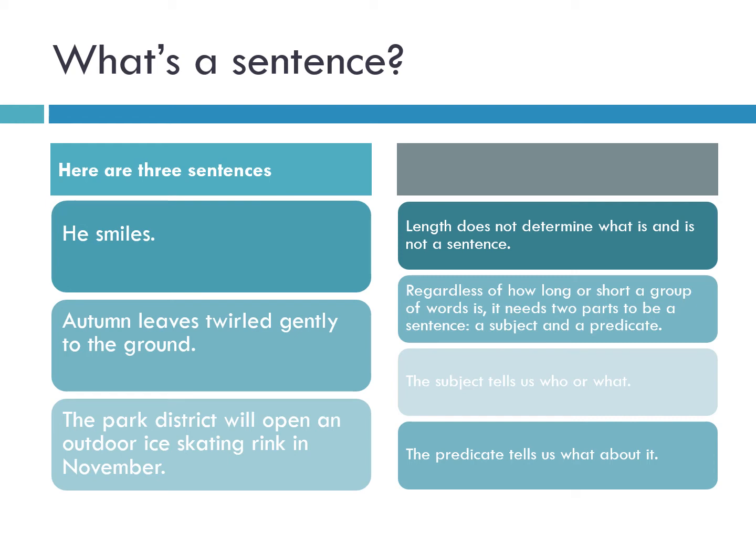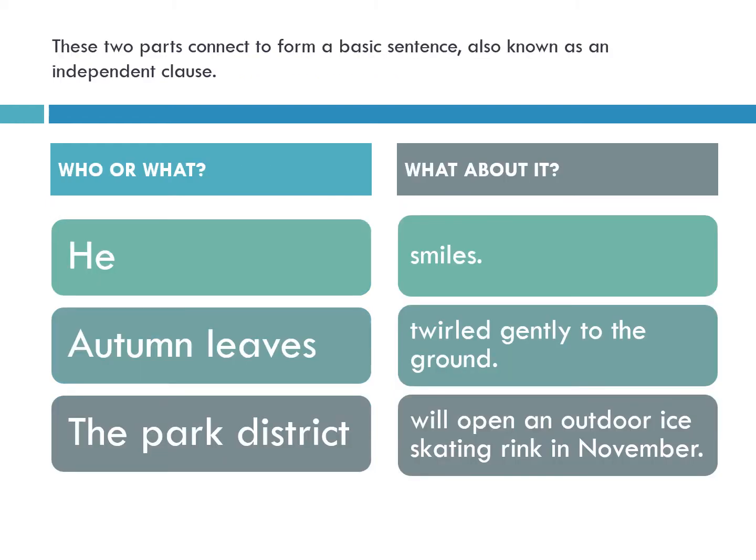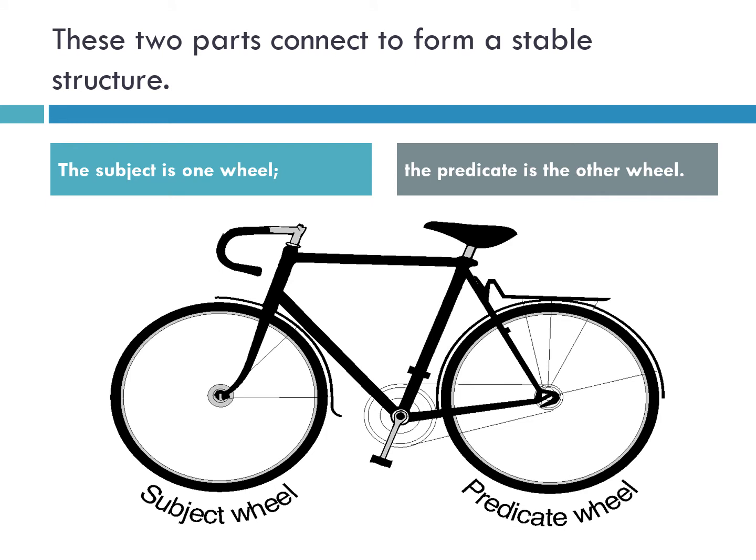Here are 3 sentences. He smiles. Autumn leaves swirled gently to the ground. The park district will open an outdoor ice skating rink in November. So the subject is always telling us who or what, and that predicate portion is always telling us what about the subject, like why is this important? So again, these 2 parts connect to form a basic sentence. The subject is that who or what, and what about it is the predicate. So these 2 parts connect to form a stable structure, a bicycle, subject wheel, predicate wheel.